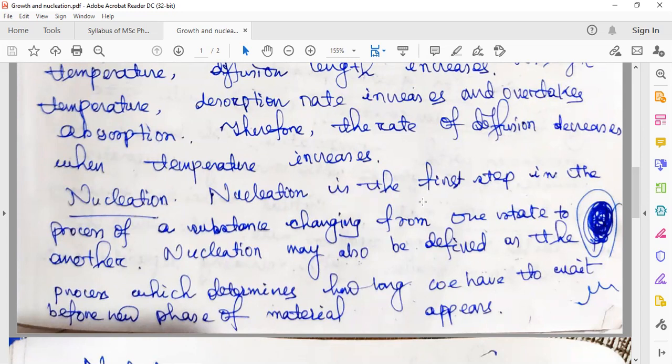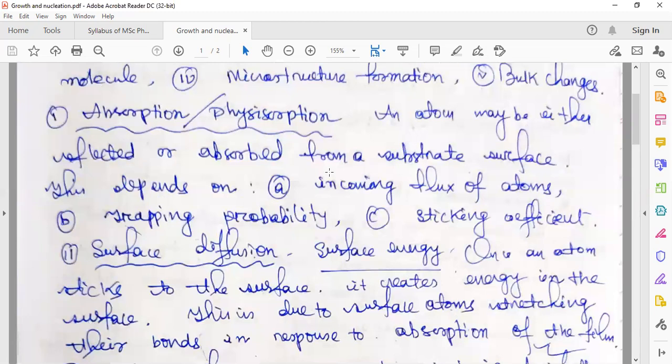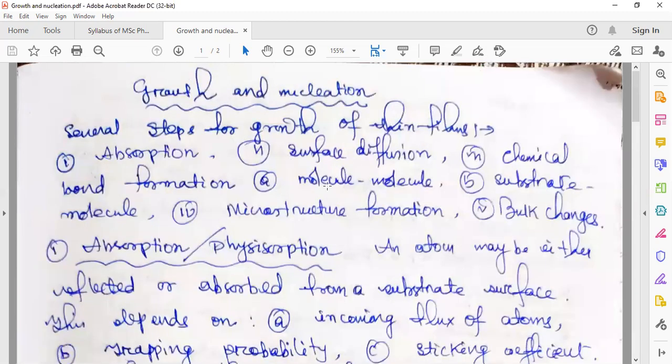That note is also uploaded to Google Classroom. Different growth modes. So we'll also learn about that. In that note, on various growth modes, we will learn about this bond formation: what type of growth we have if the molecules bond among themselves, or if the molecules form bonds with the substrate.